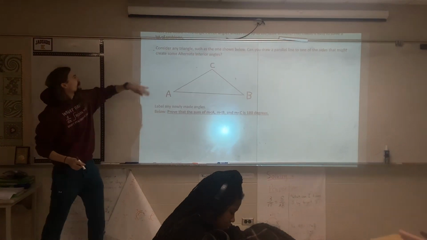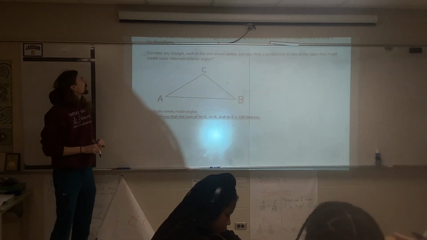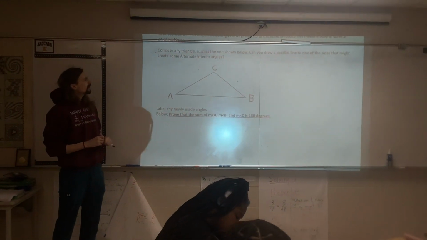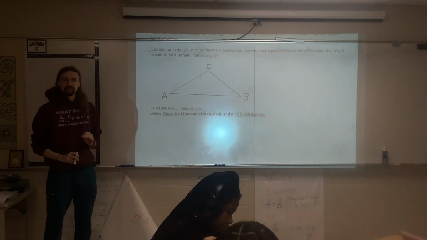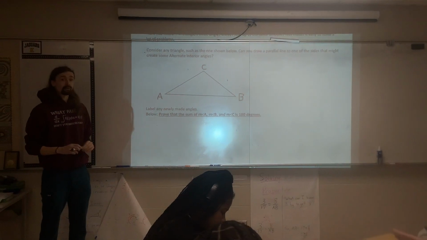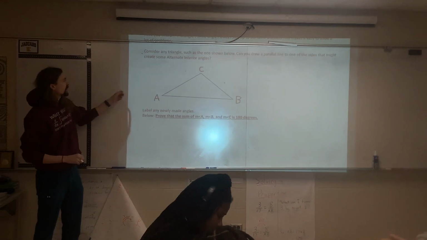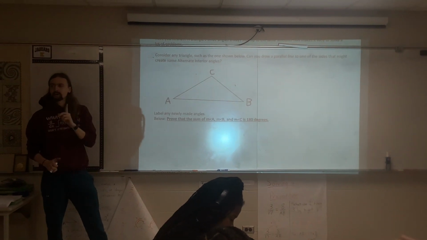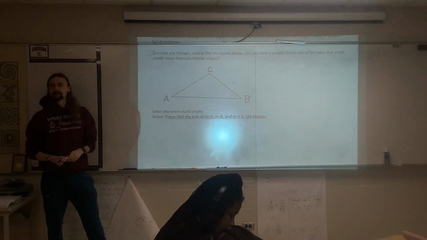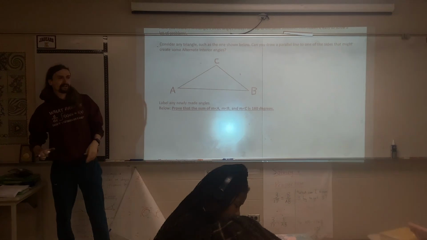It says consider any triangle, such as the one shown below. Can you draw a parallel line to one of the sides that might create some alternate interior angles? Our goal here is going to be to make a proof that the sum of the angles in a triangle is always what? 180 degrees. And we're going to prove that fact, not just state it.